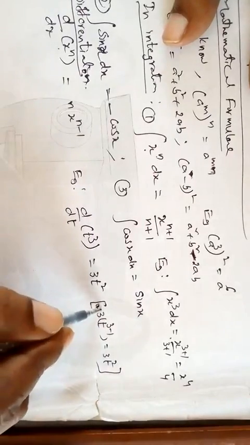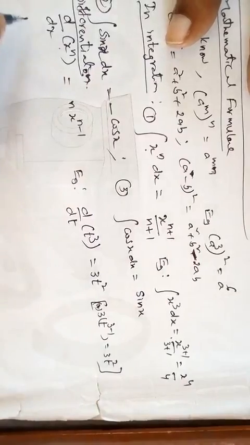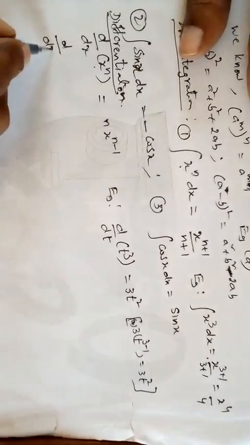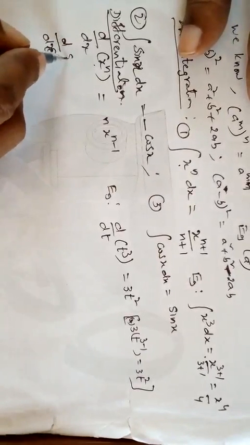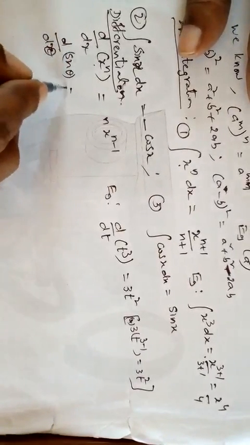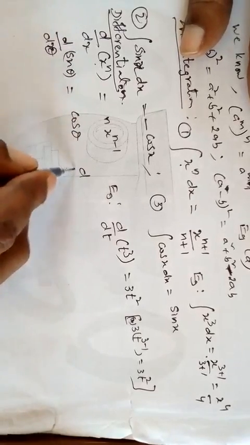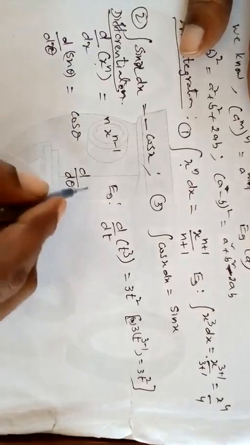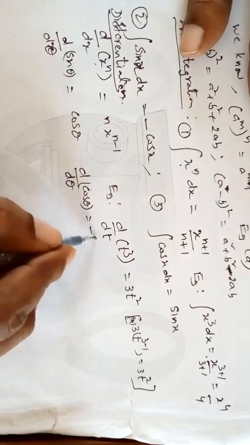This way we get the differentiation. Next, d by d theta of sin theta is equal to cos theta. Differentiation of sin theta is equal to cos theta. Similarly, d by d theta of cos theta is equal to minus sin theta.